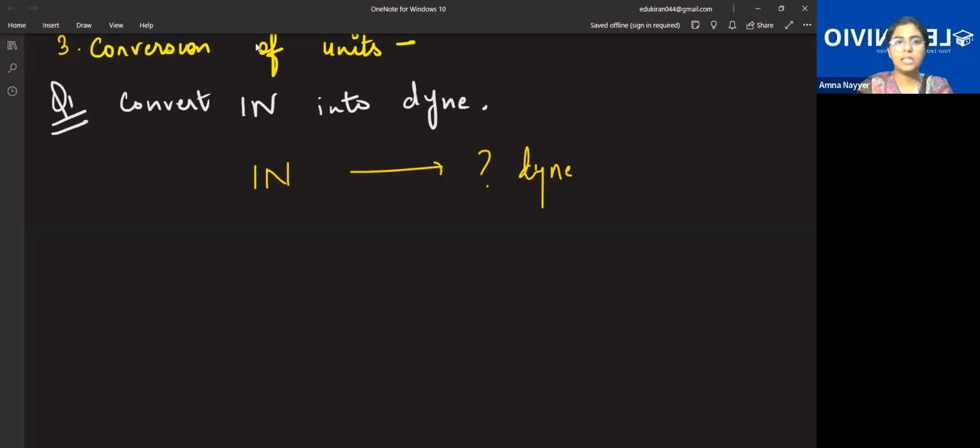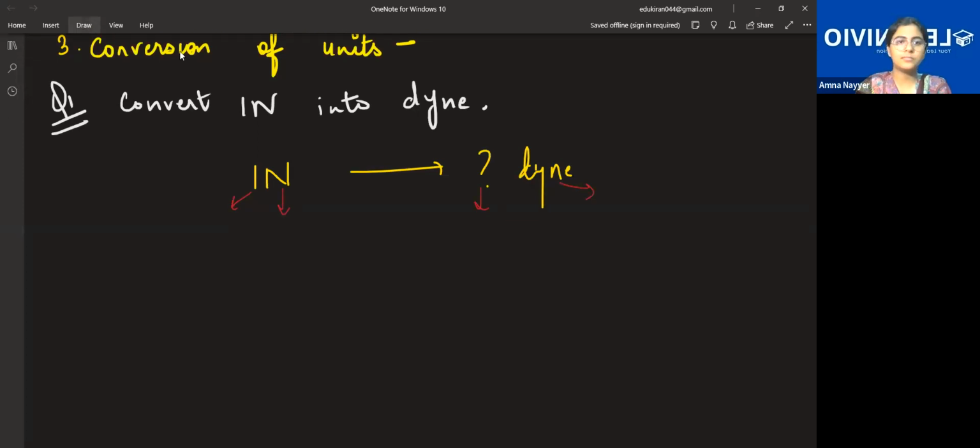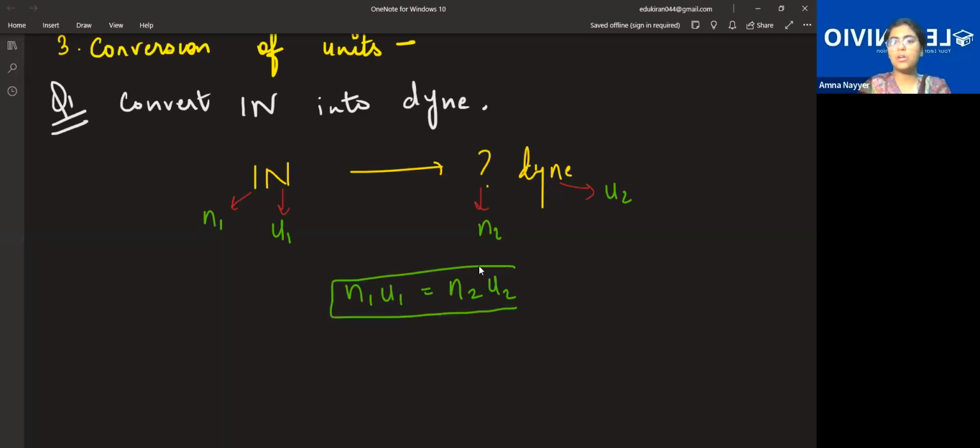Now look at this. This is 1, this is Newton. Here some value will come and this is dyne. This is N1, number 1, unit 1. This is N2, number 2, unit 2. And use just one equation: N1 U1 is equal to N2 U2. All of your questions will be able to be solved with the help of this.